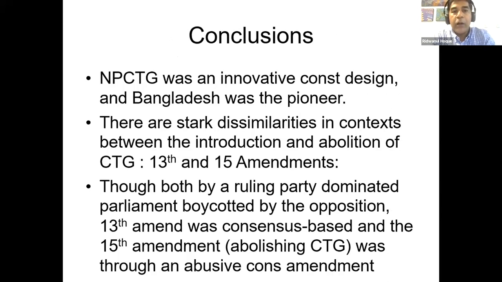The non-party caretaker government was an innovative constitutional design, and Bangladesh was the pioneer. I have seen the useful comparison between Madagascar and Cape Verde and Bangladesh. But in 1996, Bangladesh was unique, and it was unlike the caretaker government system introduced either in Madagascar or in Cape Verde, because it's very much constitutional. It's not a constitutional political deal. There are stark dissimilarities in context between the introduction and the abolition of the caretaker government system.